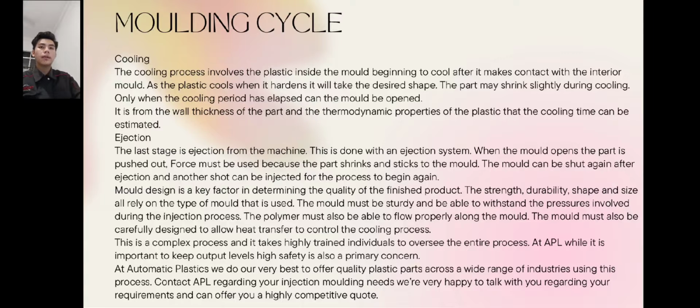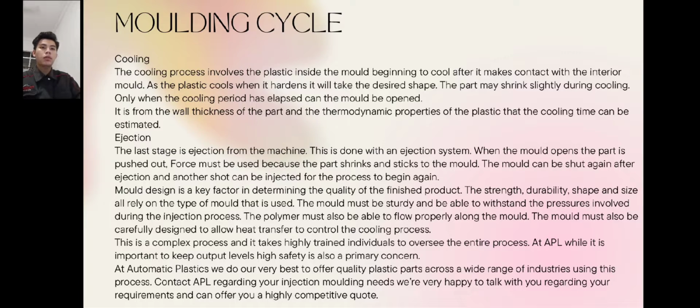can be estimated. Ejection. The last stage is ejection from the machine. This is done with an ejection system. When the mold opens, the part is pushed out. Force must be used because the part shrinks and sticks to the mold. The mold can be shut again after ejection, and another shot can be injected for the process to begin again.